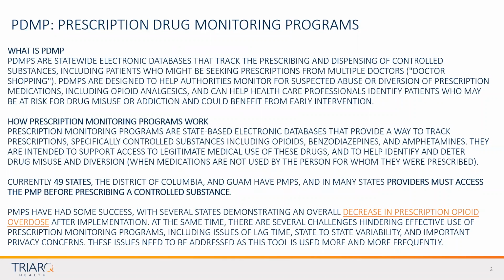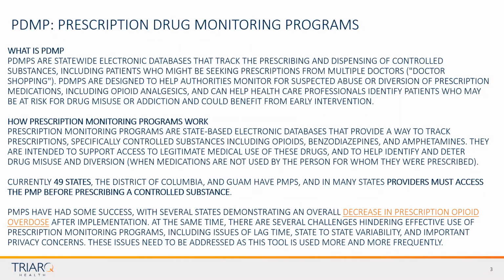So how do the programs work? They are state-based electronic databases that provide a way to track prescriptions, specifically controlled substances, including opioids, benzodiazepines, and amphetamines. They are intended to support access to legitimate medical use of these drugs and to help identify and deter drug misuse and diversions. So diversion is when medications are not used by the person for whom they were prescribed. Currently, 49 states, the District of Columbia, and Guam have PMPs, and in many states, the providers are required to access the PMP before prescribing a controlled substance.